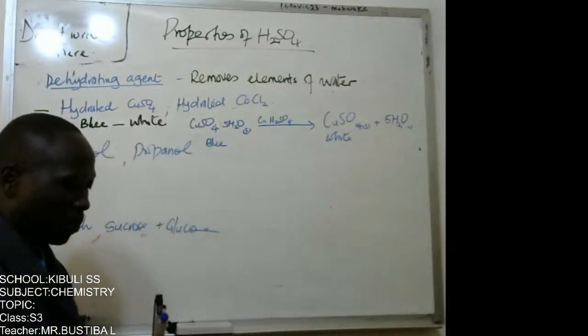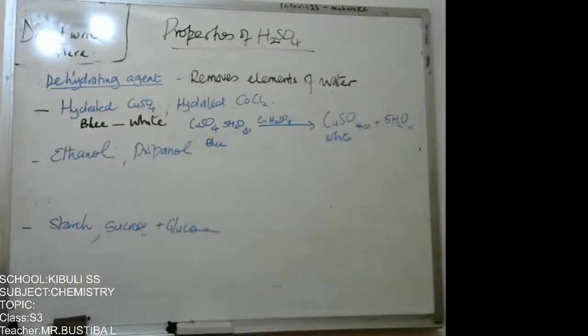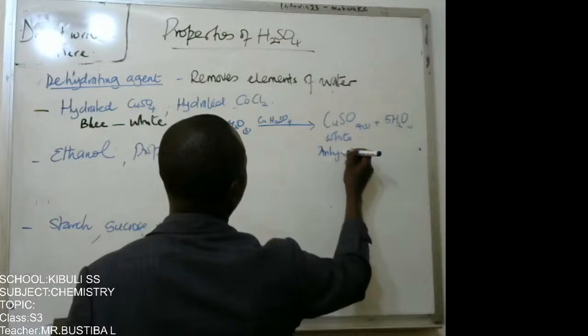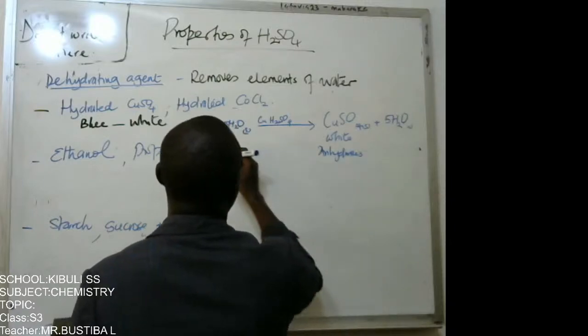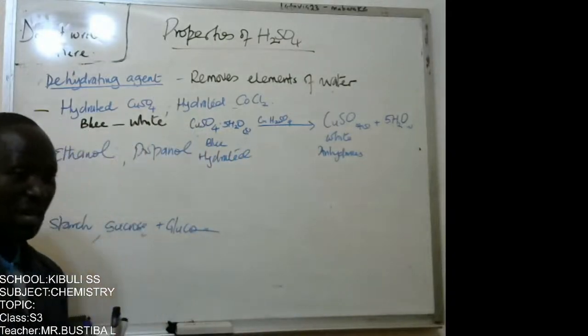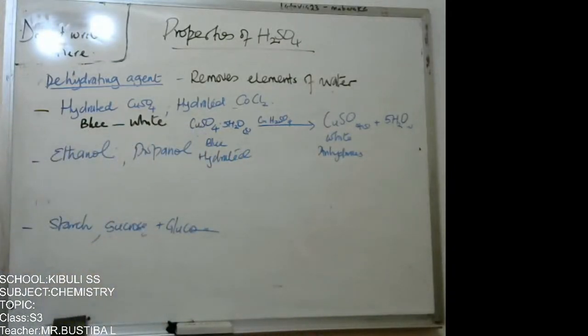So what is white copper 2 sulfate? White copper 2 sulfate is anhydrous, meaning without water. So this one is anhydrous. It changed from hydrated. So what has happened? It means water has been removed. And who has done it? Concentrated sulfuric acid. Observation: changes from blue to white. Explain: elements of water have been removed. The hydrated salt has become anhydrous.